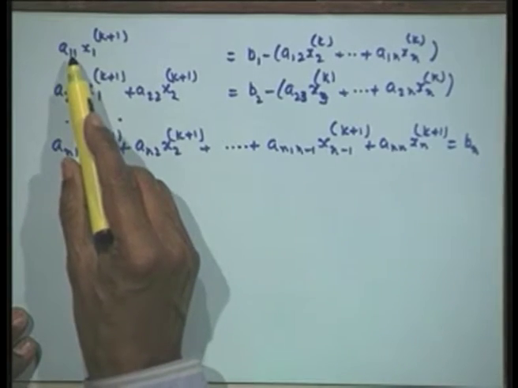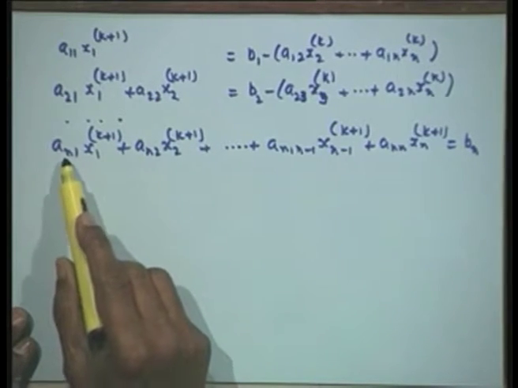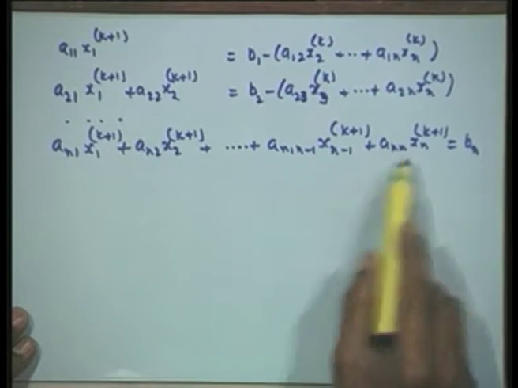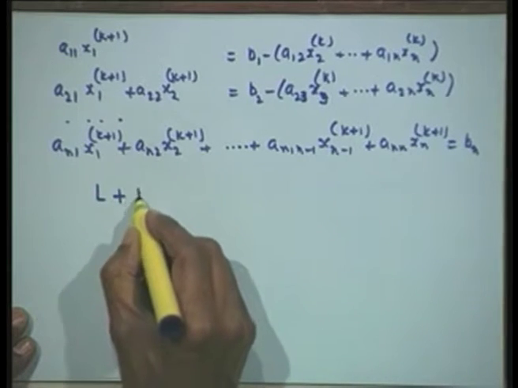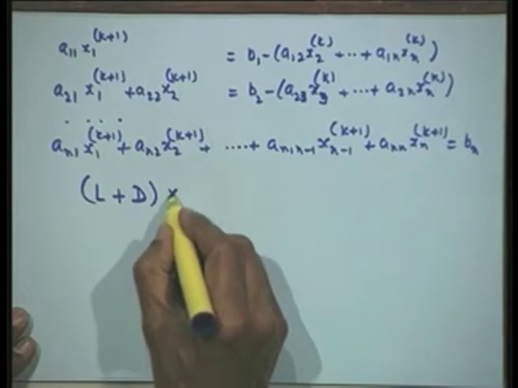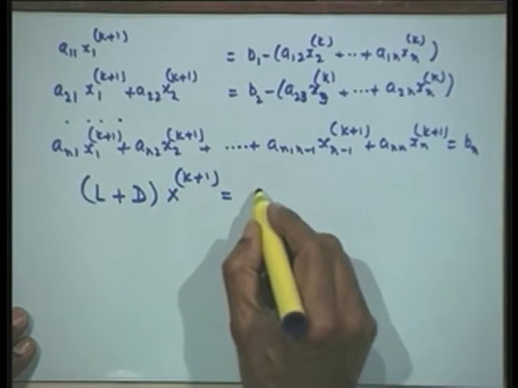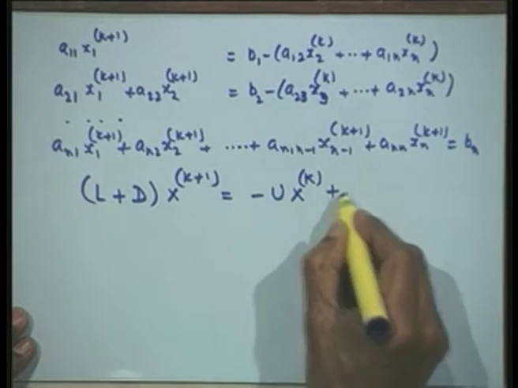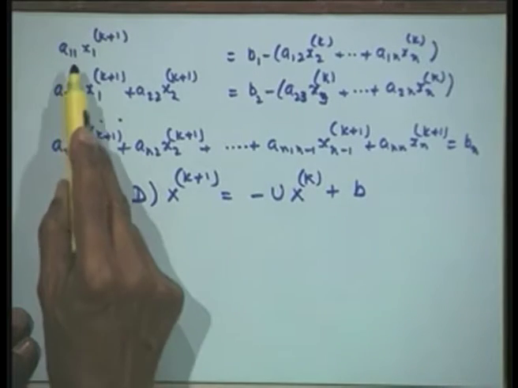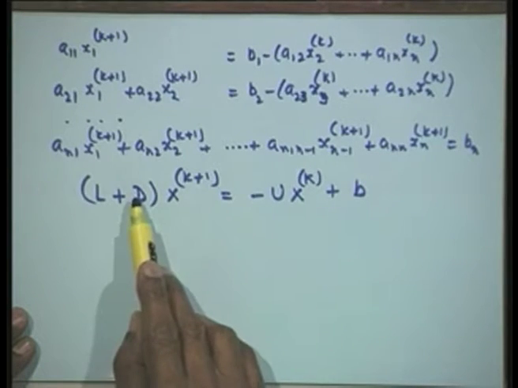Now, let us look at the coefficient matrix. The coefficient matrix is a11, a21 a22, the last row gives you an1 an2 ann, that is nothing but L plus D. So, both of them are on the left hand side. So, I have L here, D on this side, I have got here x^(k+1), and I have got here only the upper triangular part has gone to the right hand side. So, minus U x^k plus b. So, this is a11, a21 a22, an1 an2 ann, therefore, this is L plus D on the left hand side.